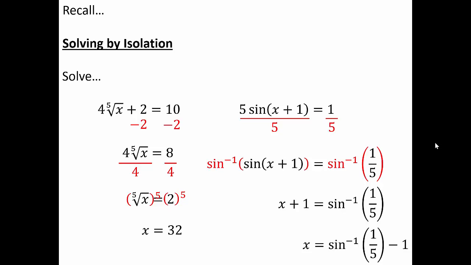So that's all we need to focus on in this lesson. Solving an equation by isolation just means using the inverse operations, using the reverse order of operations. Strip away the outer layer, one layer at a time, using the appropriate inverse operation. So here we need to focus on what's the inverse of the given operation.